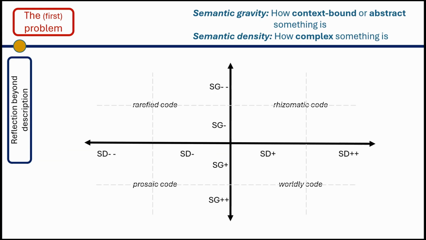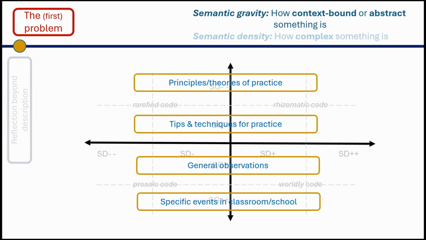So with that established, a translation device for analyzing the relative strengths of semantic gravity and semantic density in student-teacher reflections will help us to understand what the problem is. So I'm proposing this translation device for semantic gravity for this case.